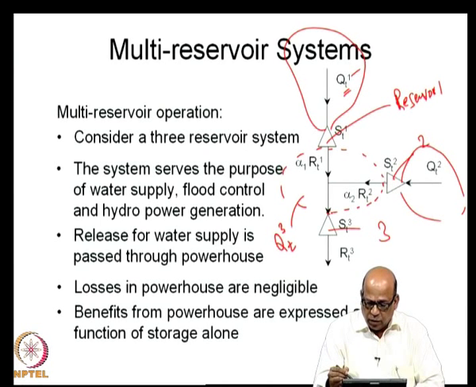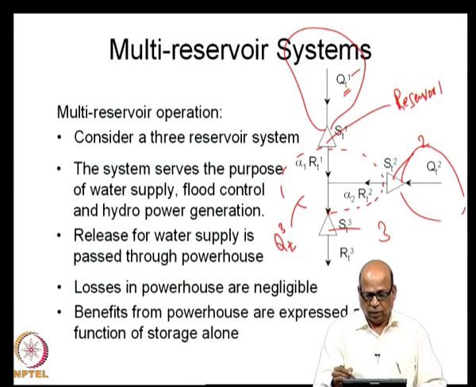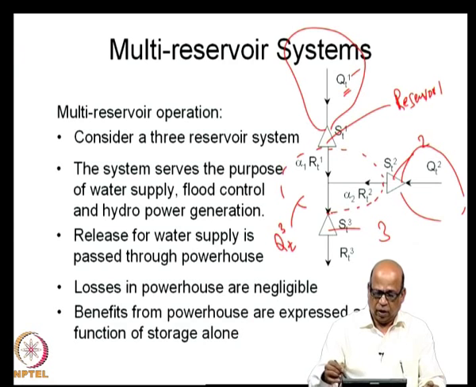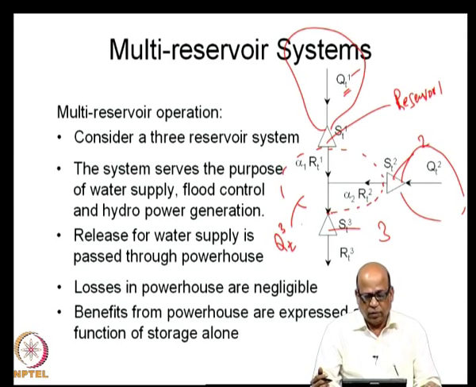Similarly, from the release that you make from reservoir 2, some fraction comes and joins this river and subsequently reservoir 3. So, alpha 2 into R2t is the amount that is coming from reservoir 2 and joining this particular reservoir. Now, we look at this system as an integrated whole and formulate an objective function, formulate an optimization problem for this.